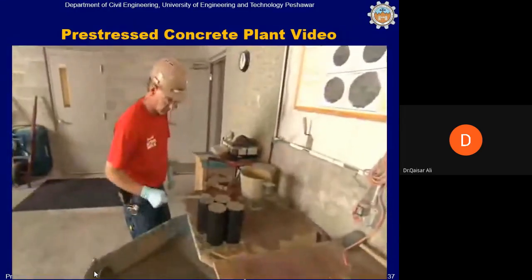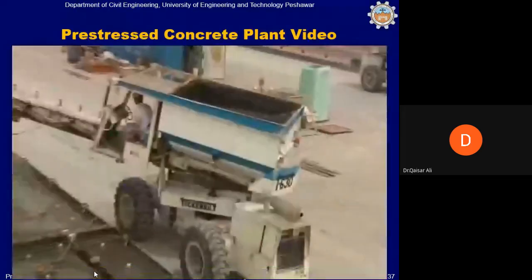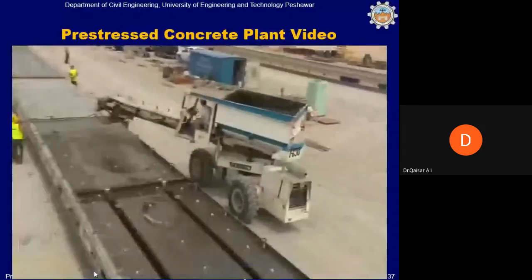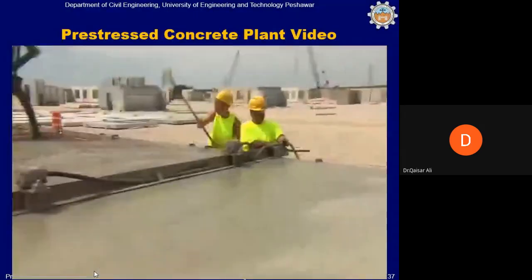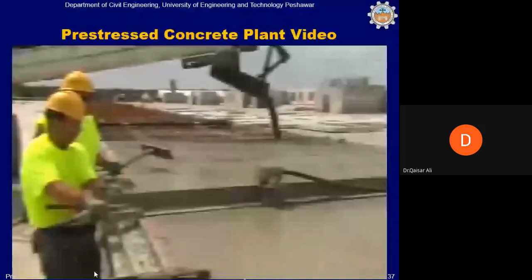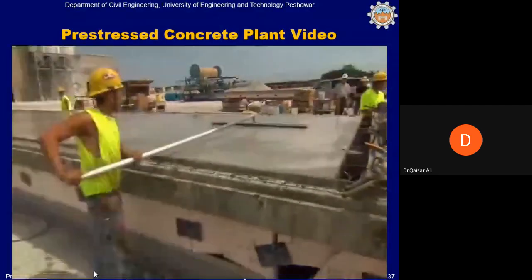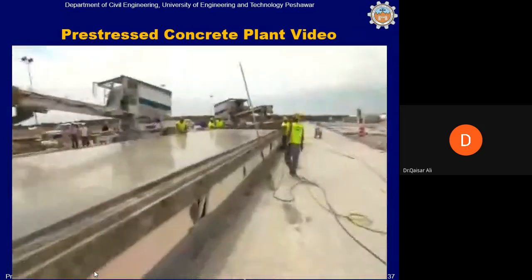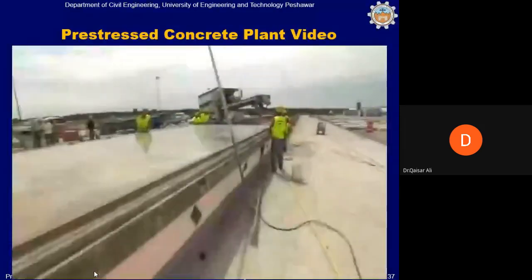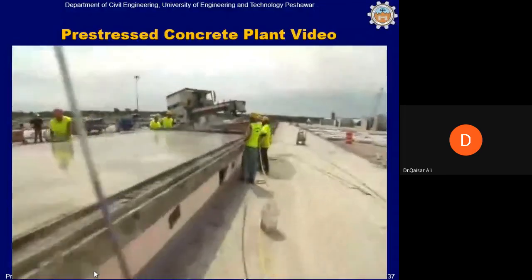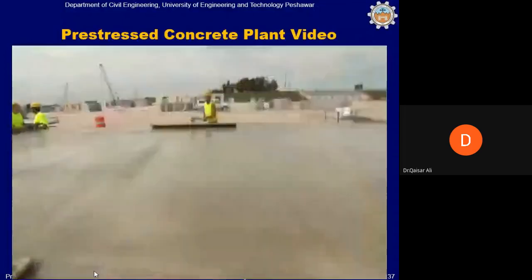Back at the bed, the concrete placement continues. A vibrating screed is used to level the surface evenly. A bull float is also being applied to the surface to minimize the potential for plastic shrinkage cracking. The final finish will vary depending on the use of the double T.